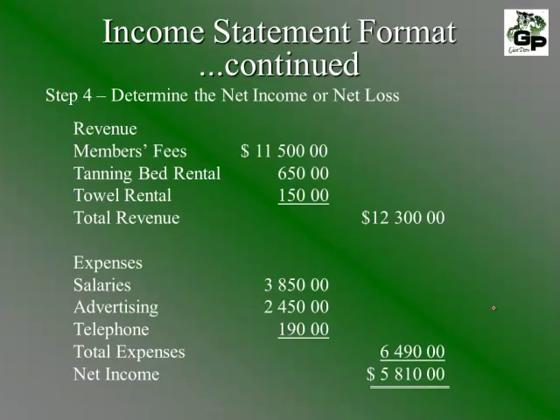Then we determine the net income or the net loss. We take the value of the revenue and we subtract the value of the expenses, and this gives us our net income. If the revenue is greater than the expenses, it's net income. If the total of the expenses is greater than the revenue, we will have a net loss.